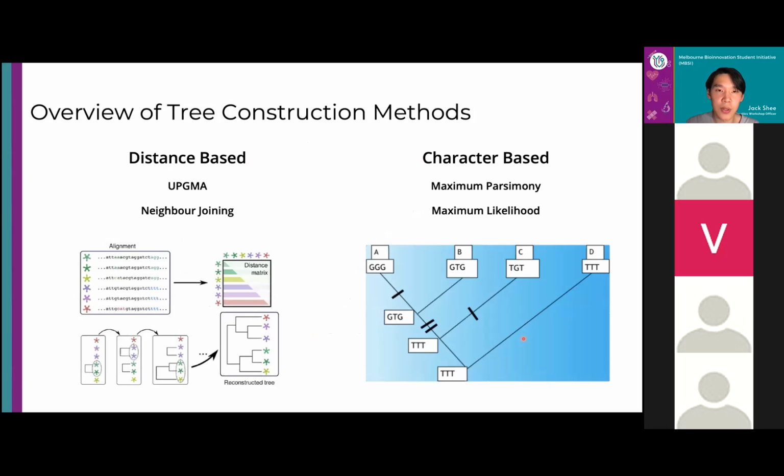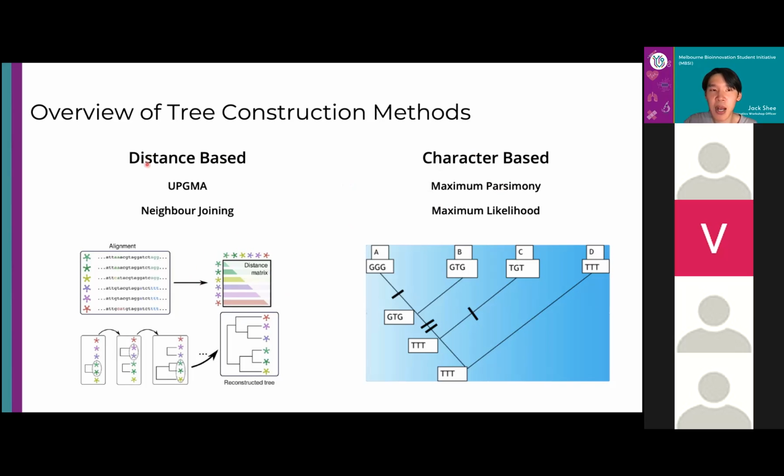So let's see the general two classes of tree construction methods we have. One is called distance-based, and the other one is called character-based. So we're going to go into quite a little bit of detail about distance-based algorithms in this workshop today. And we're also going to explain character-based at a higher level, and you'll see the main differences, but I just want to allude to them now, but we'll come back to this.